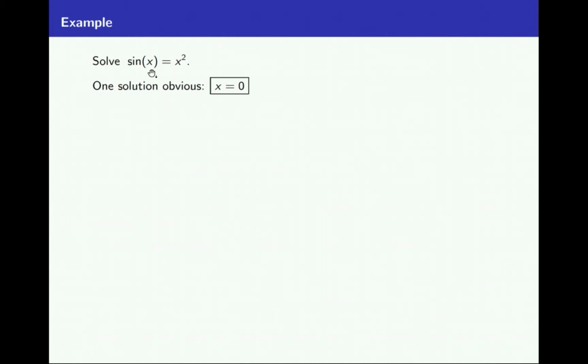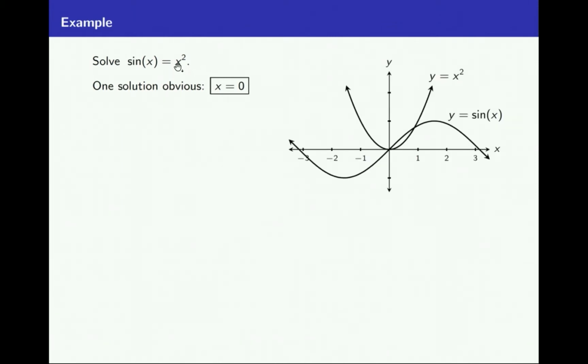But you might wonder, are there other solutions? Think about the graph of x squared, shown here, and the graph of sine of x, shown here. You can see that these two graphs intersect at 2 points. There are 2 x values here. And also it looks like one here where sine of x equals x squared. And the one that's right here, that's x equals 0, where the graphs cross. That was our obvious solution.